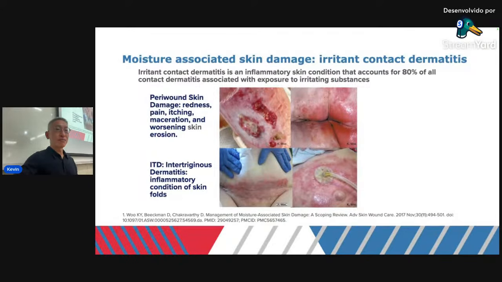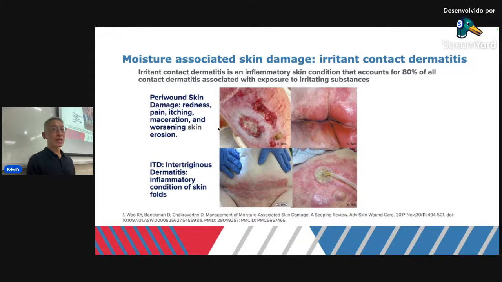So, our main topic, moisture-associated skin damage. And often we think about irritant contact dermatitis in relation to incontinence. And of course, as the terminology continues to evolve, we capture other type of problems in addition to incontinence related to dermatitis and skin damage because of the exposure to urine.